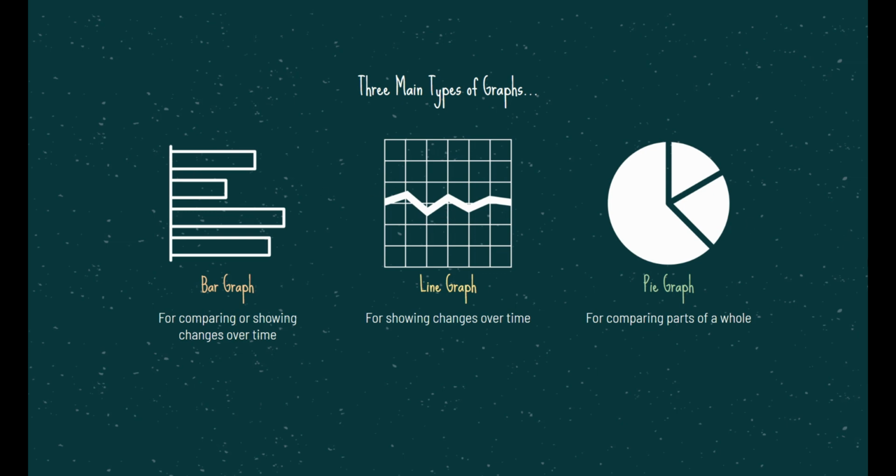Now, a pie graph is really great when you are comparing parts of a whole. So when you have a group of stuff and you want to look at how different parts fit together, how they compare.